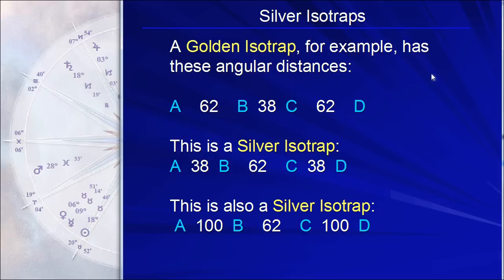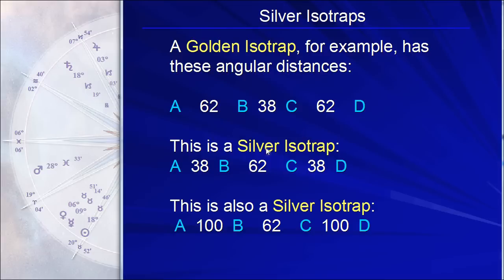That specific arrangement, and only that arrangement, makes the very special pattern where B is at the golden midpoint of A and C. It's also at the golden midpoint of A and D, and C is at the golden midpoint of B and D, and also at the golden midpoint of A and D. So you get 4 golden mean midpoint structures out of 4 planets. There are no direct midpoint structures. The golden isotrap has 4 golden mean midpoint structures.